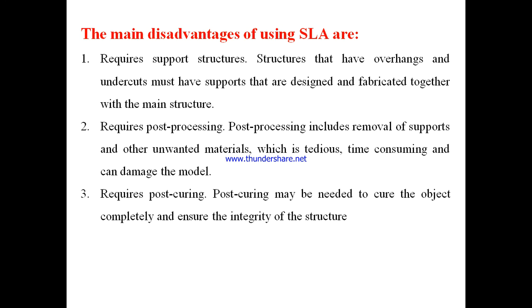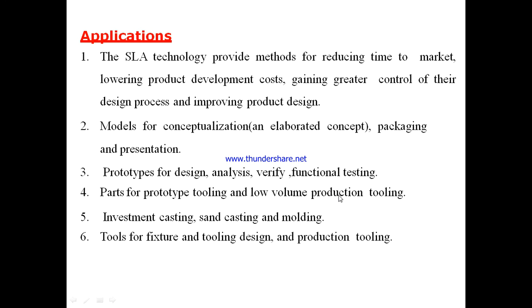Apart from these advantages, it has some disadvantages also. It requires a support structure: parts that have overhangs and undercuts must have supports that are designed and fabricated together with the main structure. It requires post processing. Post processing includes removal of supports and other unwanted materials, which is tedious, time consuming, and can damage the model. It requires post curing also. Post curing may be needed to cure the object completely and ensure the integrity of the structure.